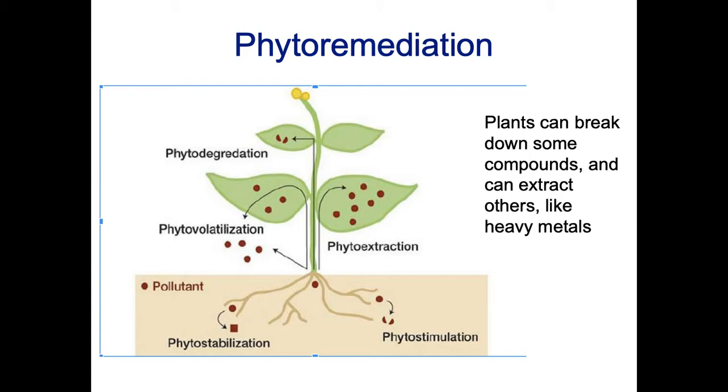Phytovolatilization is when the plant takes up a contaminant and then releases it into the air, and then it gets diluted as it mixes in with the air. Actual phytodegradation is when the plant takes up the compound and actually breaks it down into something else.